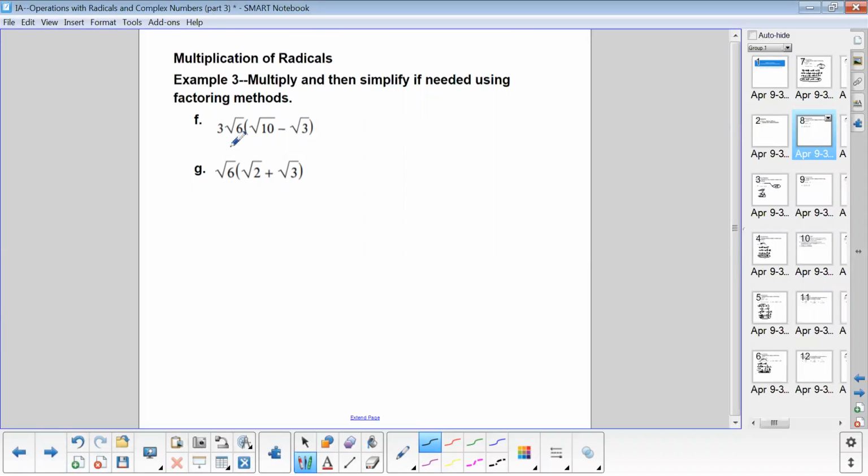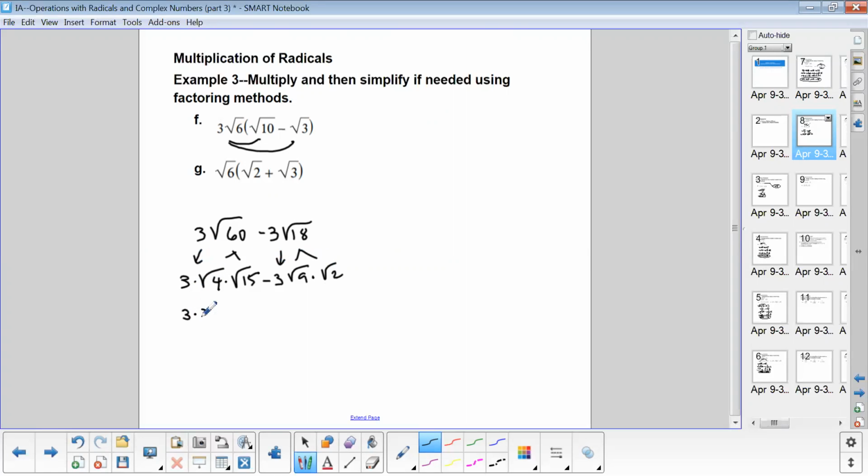So just a couple more to look at. This would be the 3 square roots of 6 times 10 would be 3 square roots of 60. 3 square roots of 6 times negative square root of 3 would be negative 3 square roots of 18. And then factors, so 3 square root of 4, square root of 15, minus 3 square roots of 9, square roots of 2.